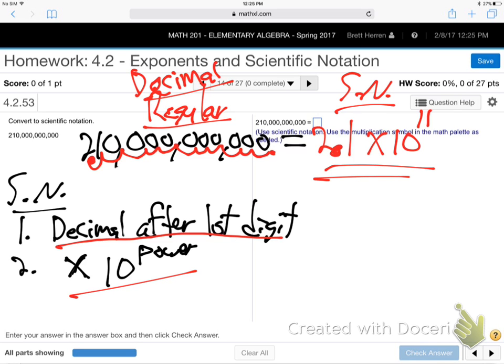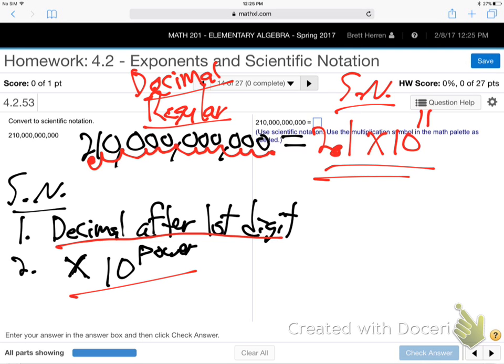So this is really the same number as that. It's just in different notations. It's like me saying 1 or uno. I'm saying the same number in 2 different languages. This is the same number in 2 different languages: regular or decimal and scientific notation. Same number. Does that make sense on that?